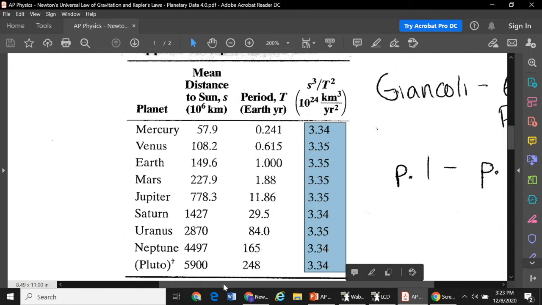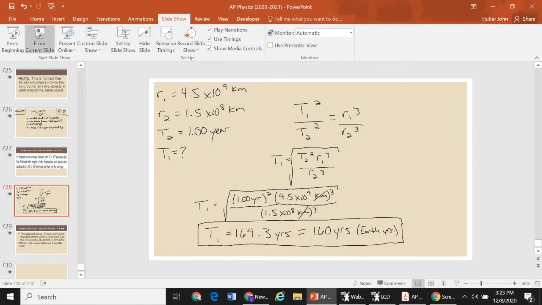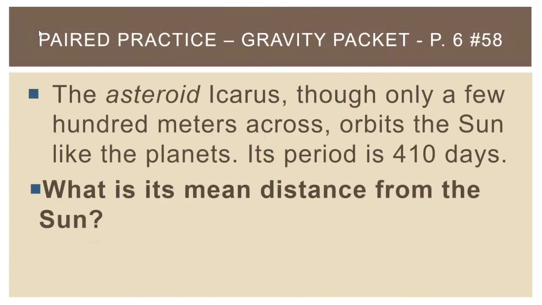I want you to try one of these on your own. This one I think is a little more difficult. It says here the asteroid Icarus, this of course is in the gravity packet on page 6, number 58. It says the asteroid Icarus, though only a few hundred meters across, orbits the sun like the planets. I showed you that in that picture yesterday. That was one of the asteroids shown in the pictures for Kepler's First Law. It says that its period is 410 days. What is the mean distance from the sun?